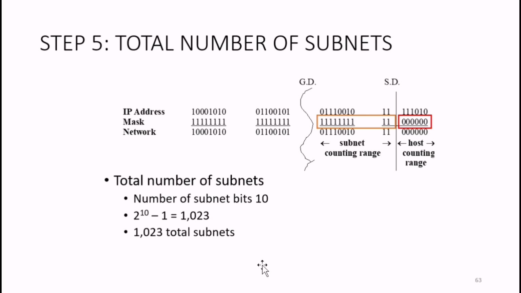So for step 5, we need to find the total number of subnets. We just calculate how many bits are in the subnet range, which is from this divider to this divider, GD and SD. So we have 10 bits. We just use this equation, 2 to the power of 10 minus 1. The 1 is the broadcast address. So we get 1023 total subnets.